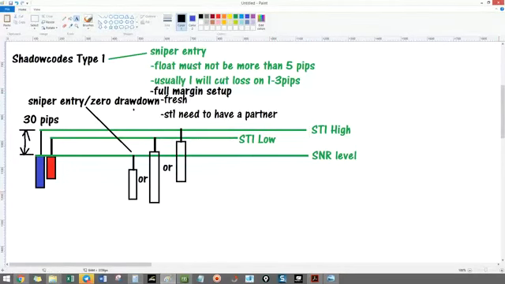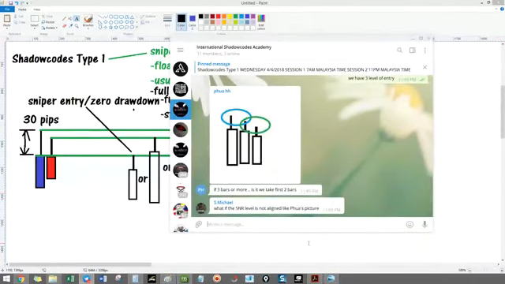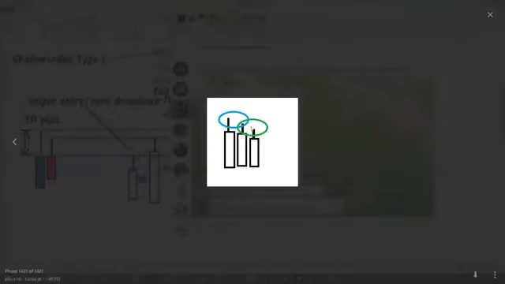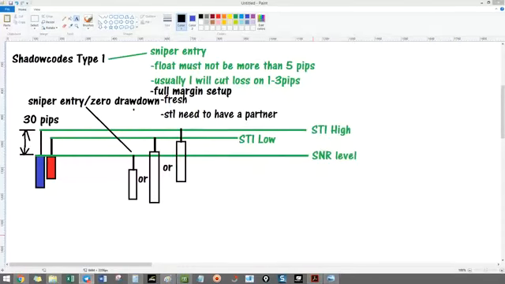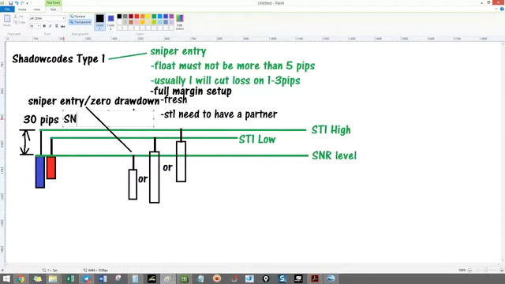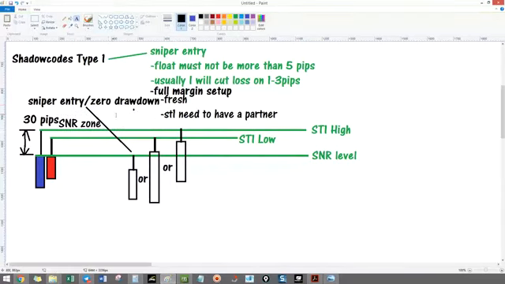What if the SNR level is not aligned like in the picture? Oh, for Shadowcodes, I will explain that later. I will explain the cut loss theory first. So for example, you have a 30 pip SNR zone, and over here your cut loss is only 5 pips. So for example, you float about 5 pips here.